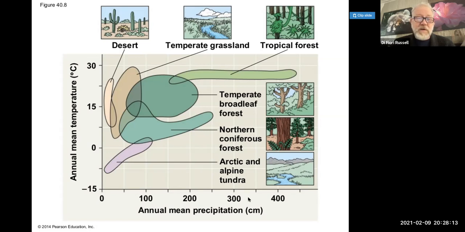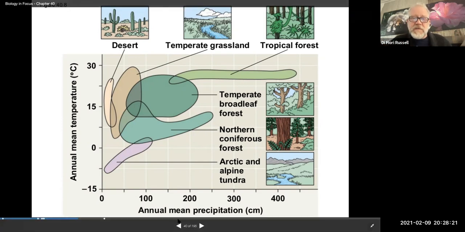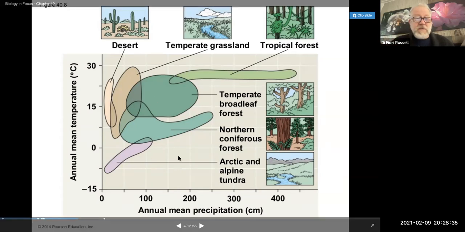And biomes are kind of the way we organize biological phenomenon at the level of the whole planet. And so there are these general communities that you might find around the planet, like tundra or different types of forest or grasslands or deserts. And they're organized and sort of categorized by two factors, the annual mean temperature and the annual mean precipitation.